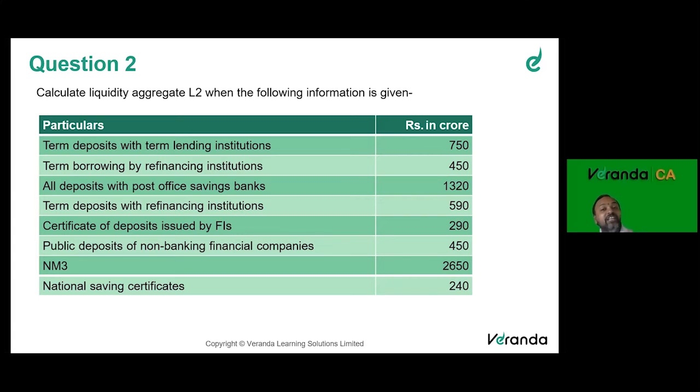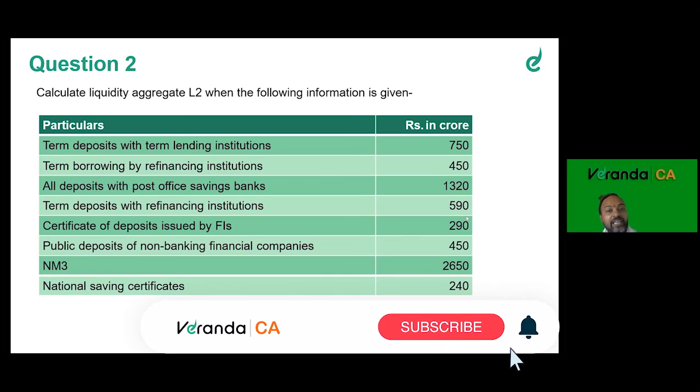NM3 we have already considered for computing L1, and finally national savings certificates. In all the definitions, we should never take this. That is, this L1 itself is excluding the national savings certificate. So this 240 crores we should never take. So whatever we have arrived, 2650 plus 1320, we have to add 750, 450, 590, and then 290. So we will see the answer once again.